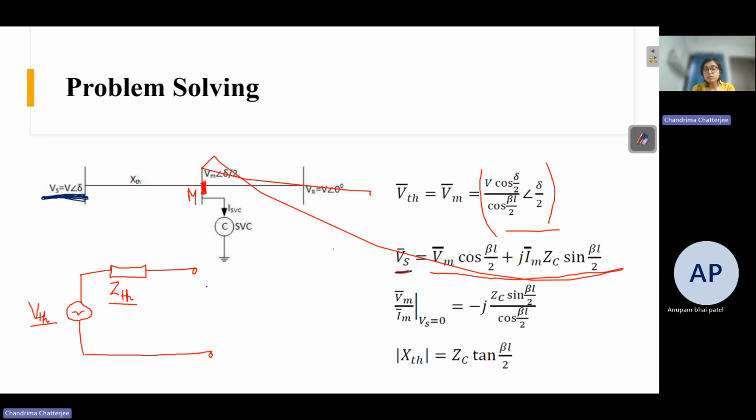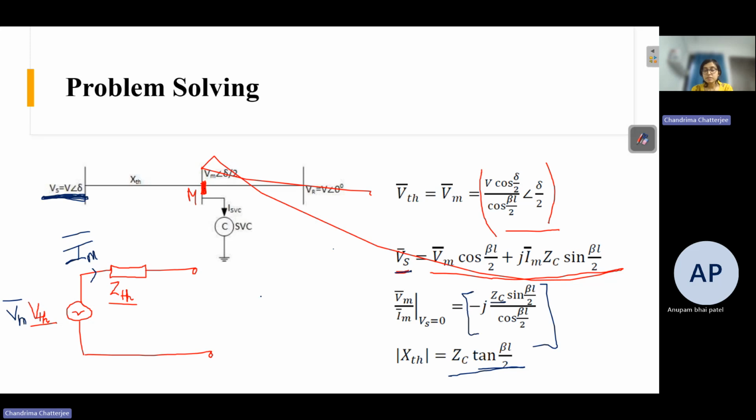Okay, so Vs equal to 0 you will have to put. In that case, what will you find? You will find Vm by Im, this expression. So this is Vm and this current flowing is Im. If you just take the ratio, you will find the Thevenin impedance. That is ZC sin beta L by 2 by cos beta L by 2, where ZC is the characteristic impedance. So this is ZC tan beta L by 2.